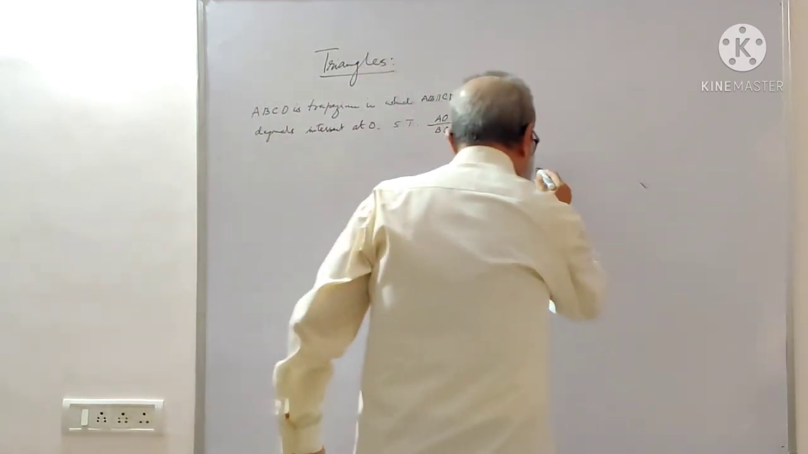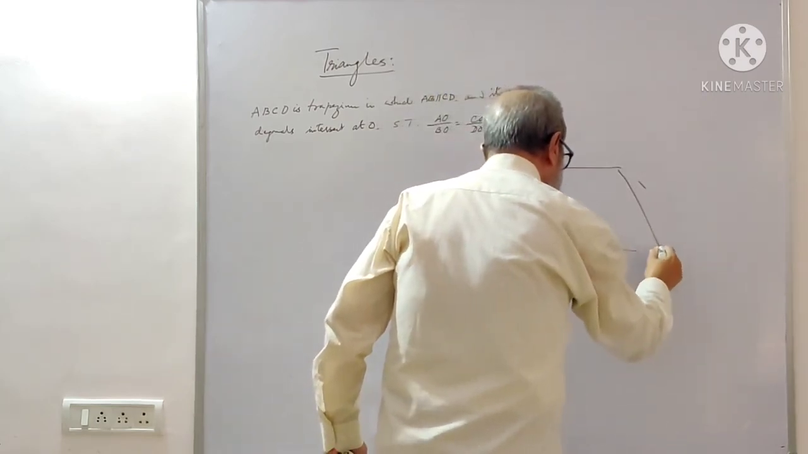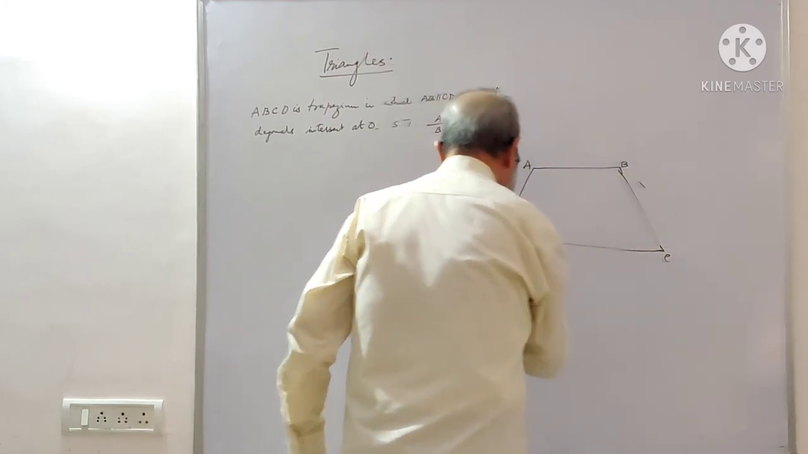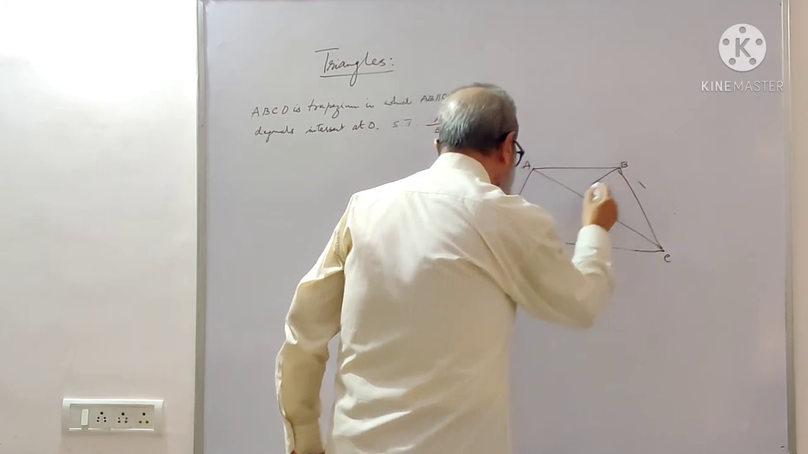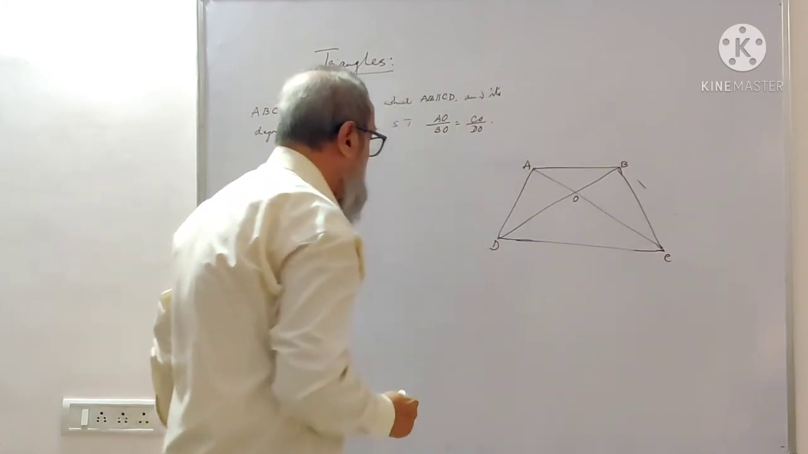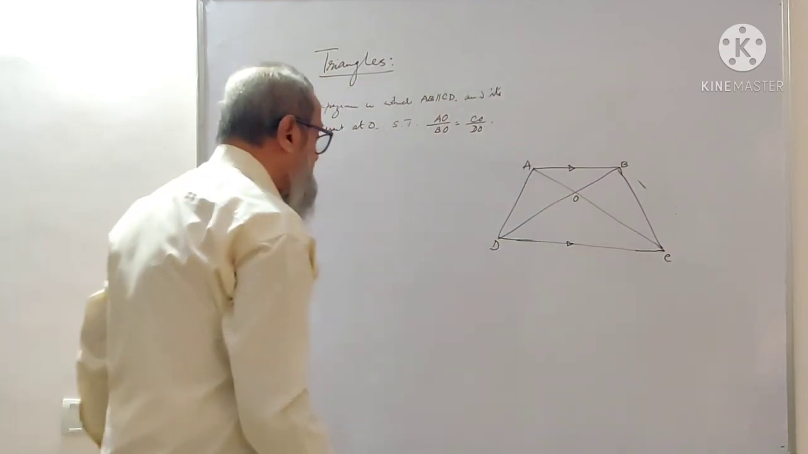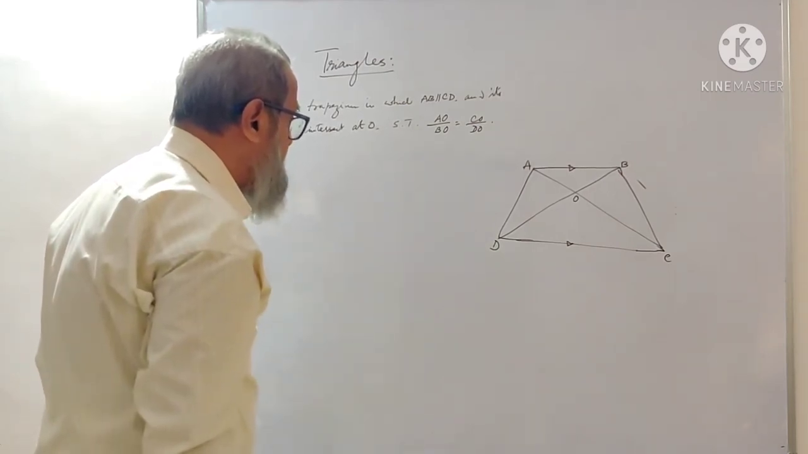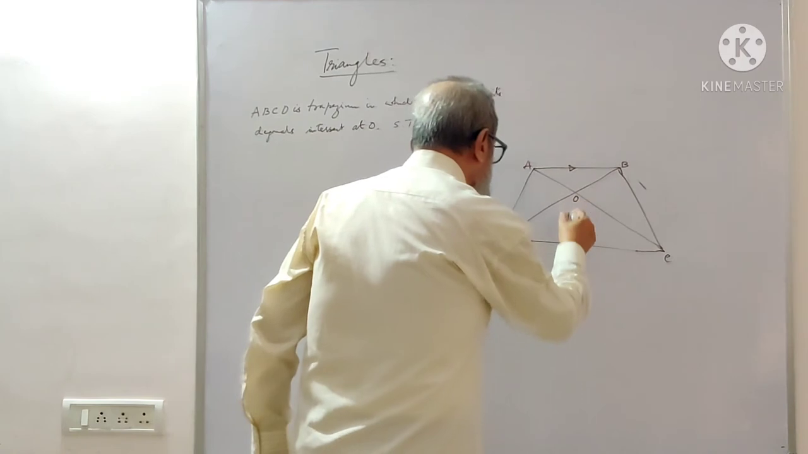Now we will draw a rough sketch. This is, let us say, a trapezium ABCD. Now diagonals are AC and BD. They are intersecting at O. Here AB is parallel to CD. Now what happens is, we get two triangles here.